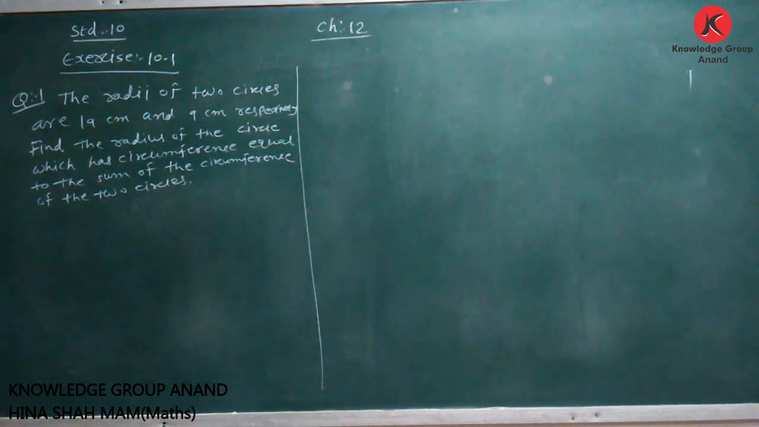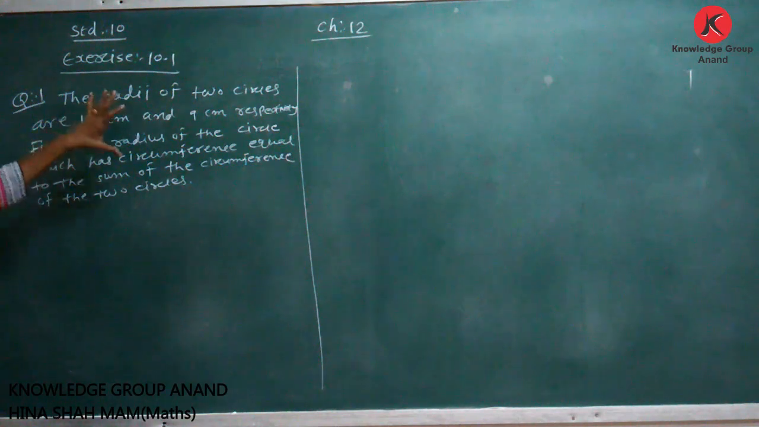Exercise 10.1. Question number 1. The radii of two circles are 19 cm and 9 cm respectively. Find the radius of the circle which has circumference equal to the sum of the circumferences of the two circles.